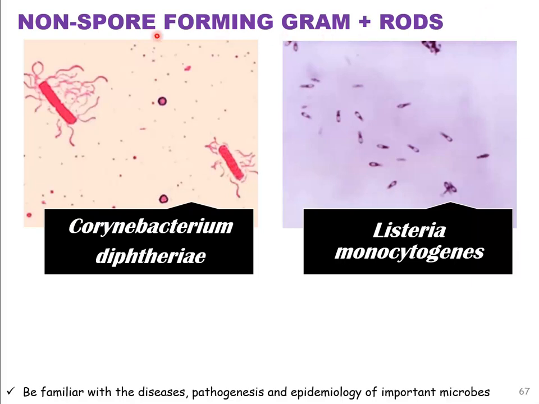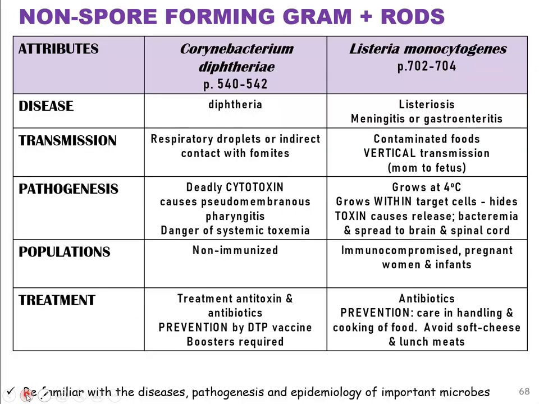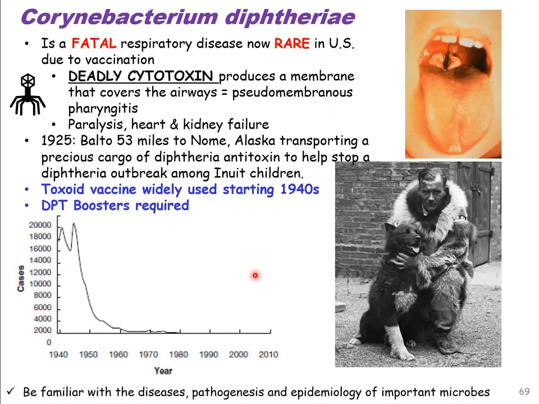Welcome back. We're now going to talk about the non-spore forming gram-positive rods. So we're going to look at two: Corynebacterium diphtheriae and Listeria monocytogenes. Some really nice peritrichous flagella there. I've given you this table for pictures. All right, so Corynebacterium diphtheriae causes the disease diphtheria.